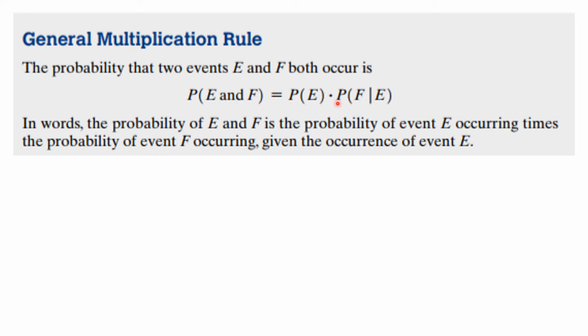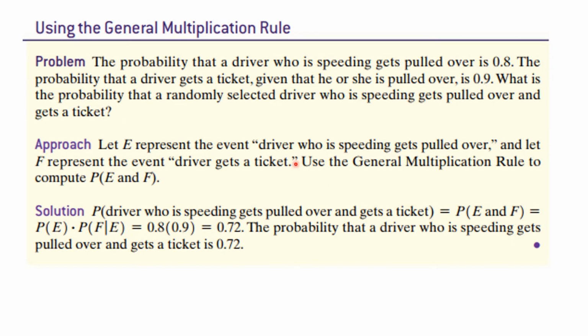We'll multiply both sides by the probability of F given E. In other words, the probability of E and F is the probability of event E occurring times the probability of event F occurring given the occurrence of event E. This is worth thinking about a little bit. So we're going to use that in this problem.